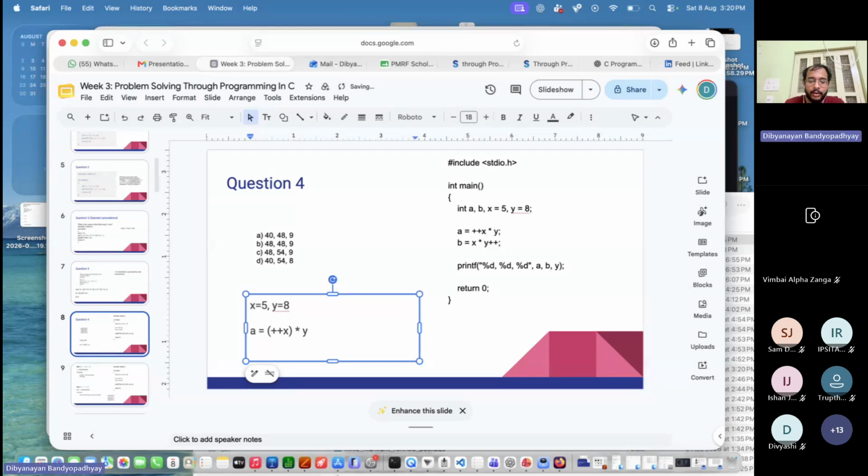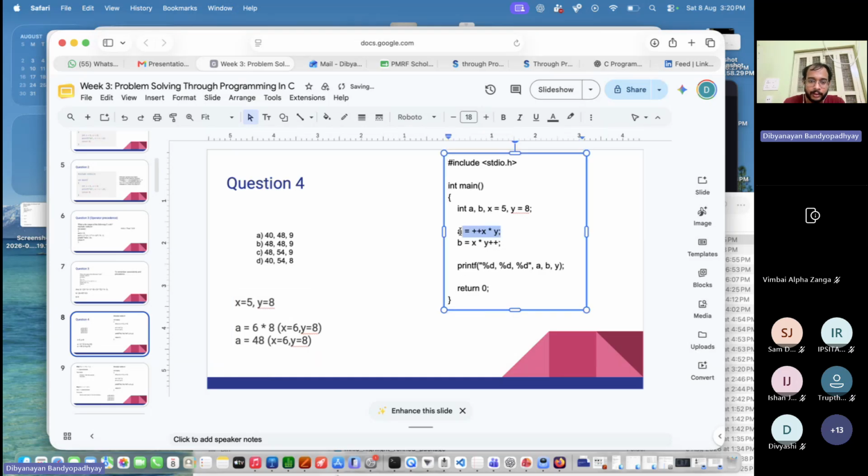So if this evaluates first, then the value of X will now be 6. After that, Y will be multiplied here. Till this moment, X is 6, Y is 8. Let's keep track of X and Y at every step. This is the first step. And after that, A will be evaluated to 6 into 8, which is basically 48. So A is now 48 and X is still 6 and Y is 8. This is how the first line will get evaluated in 2 steps.